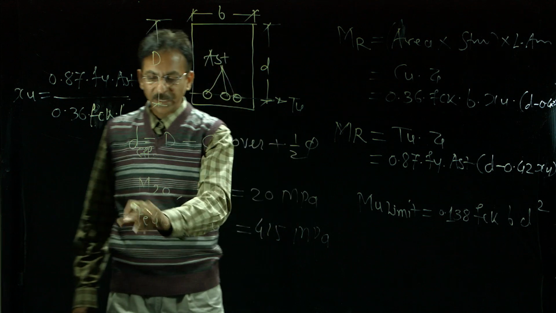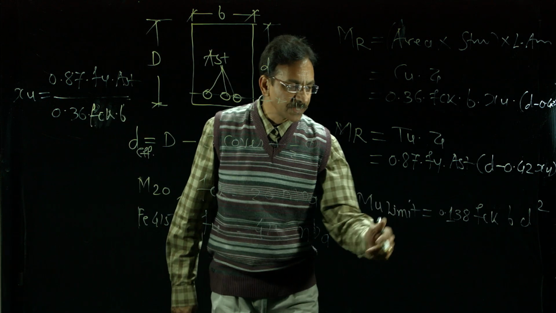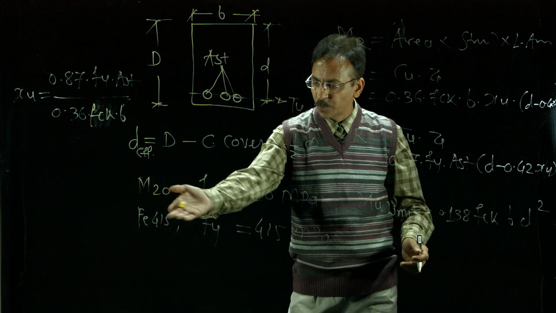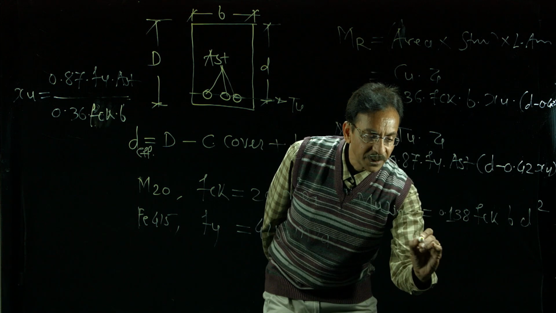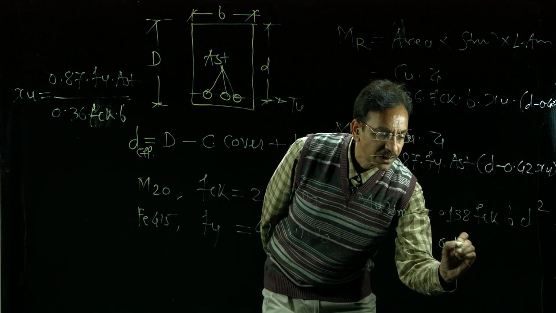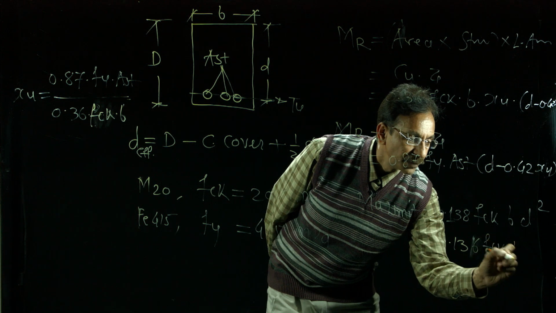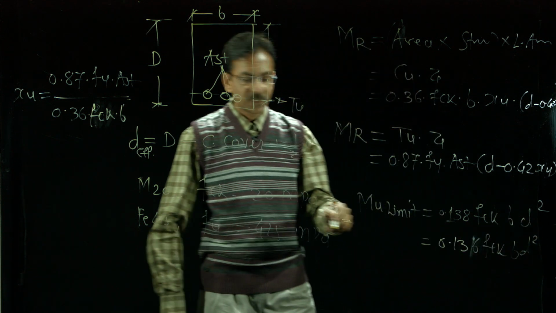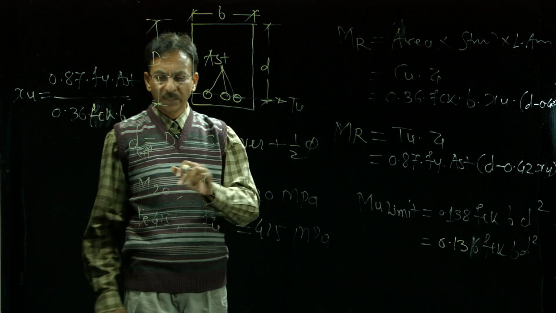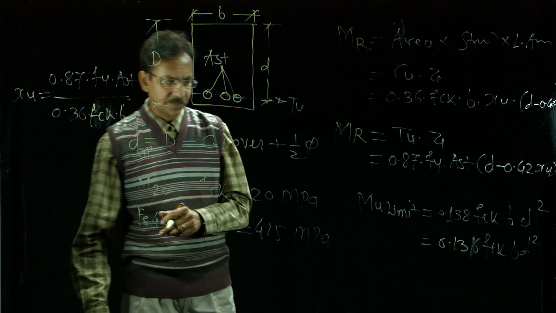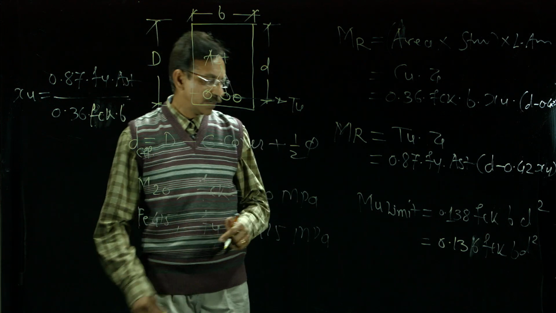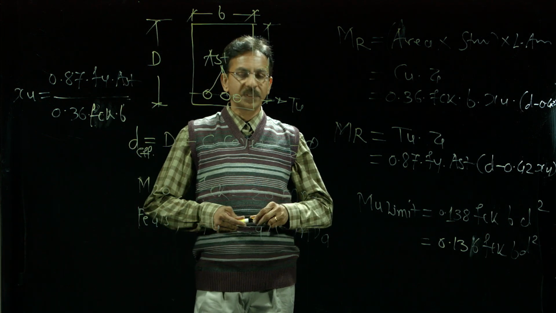If you change the grade, accordingly you will get the various equations. So, this is related to Fe415 grade. Then if it is Fe250, it is 0.136 FCK BD square. Likewise, you go for any other grade of steel and the combination with the concrete grade.